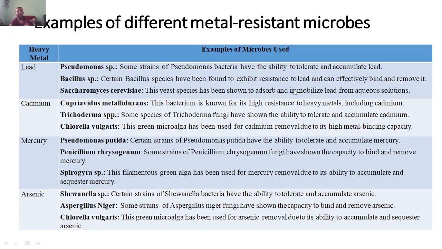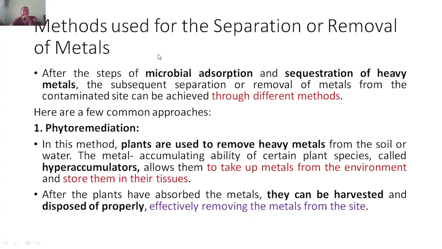You can just go through this. I have just explained it. Ability to tolerate, accumulate cadmium, different lead, all those things we have explained. So there are a lot of methods to separate. Now after getting the biofilm, we need to separate it, right? It can be the remediation or it can be biomining. So we need to separate it.